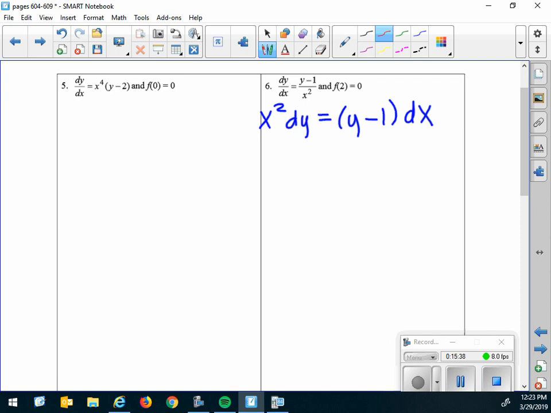I'm going to have to divide by x squared, and I'm going to have to divide by y minus 1. So what I'm going to have here is 1 over y minus 1 dy equals 1 over x squared dx. Now I have separated those variables appropriately. The x's are with the dx and the y's are with the dy.